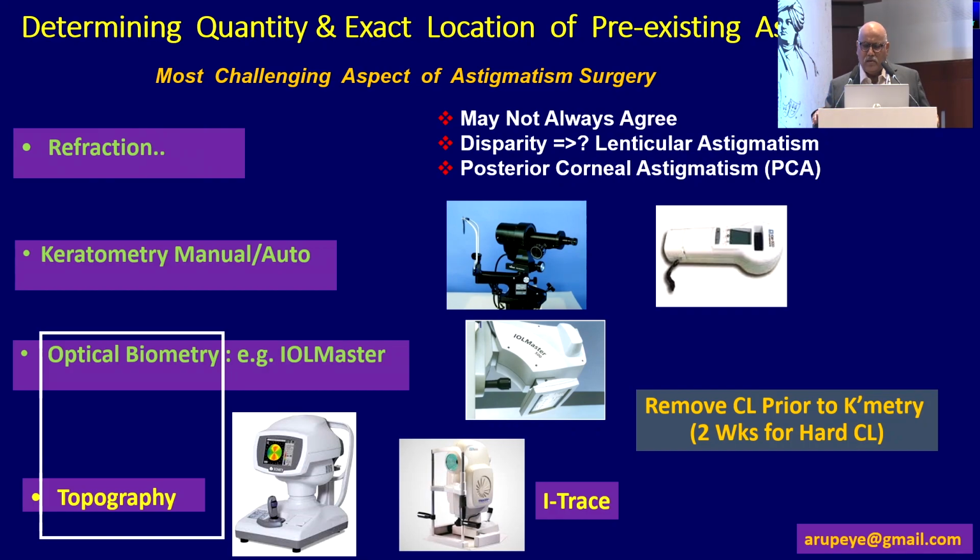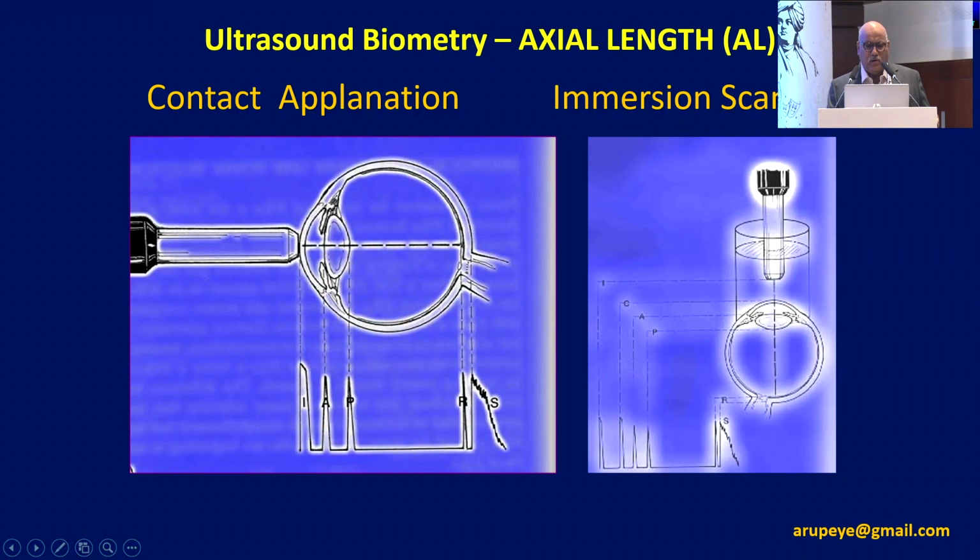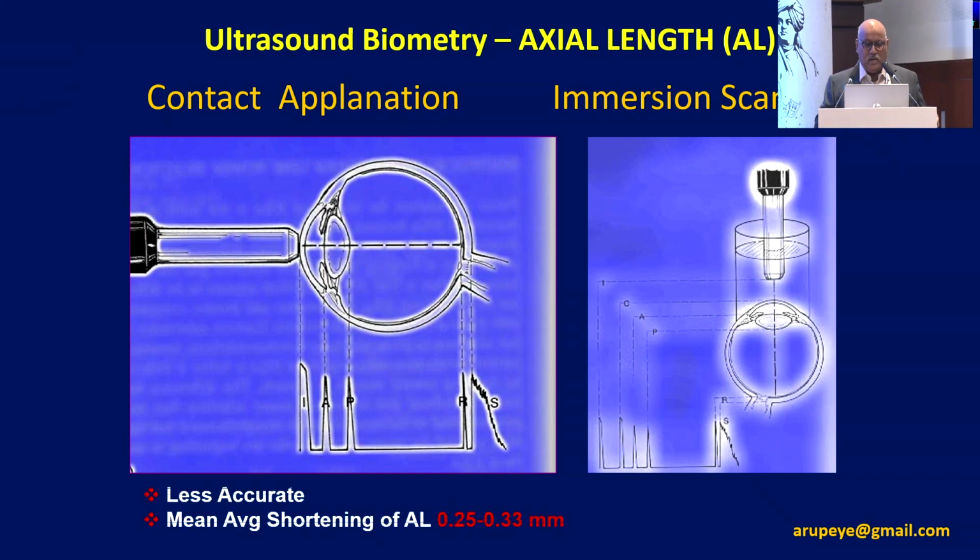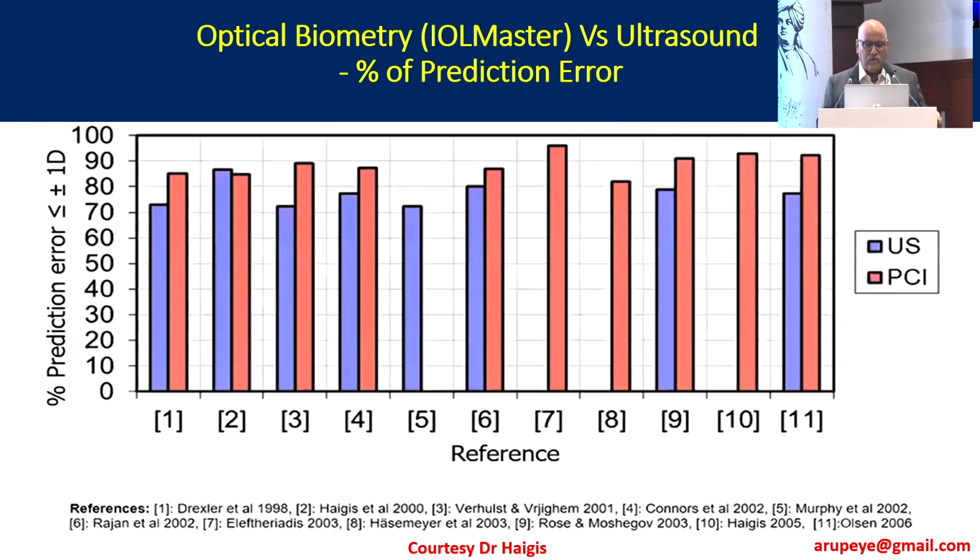And always make sure that if the patient is using a contact lens, it has to be removed at least 2 weeks before the biometric procedure if it is a hard contact lens. A manual keratometer, an auto keratometer, or such devices also give very good results. Please do not use contact A scan. If you're using ultrasonic biometry, use only immersion A scan, because we know that the results with contact applanation ultrasonic biometry are much less accurate. There's a mean average shortening to the tune of 0.25 to 0.33 millimeters.